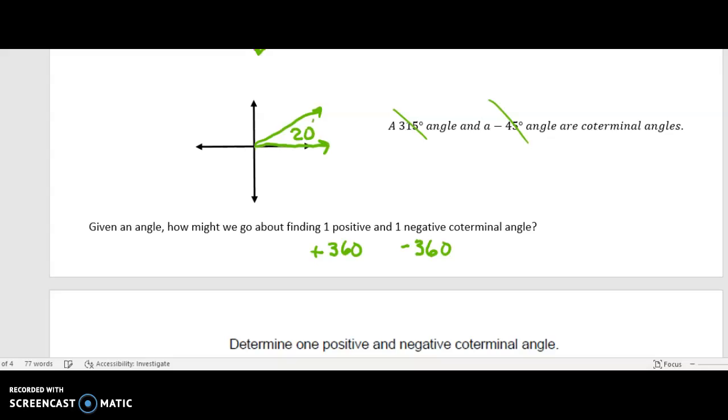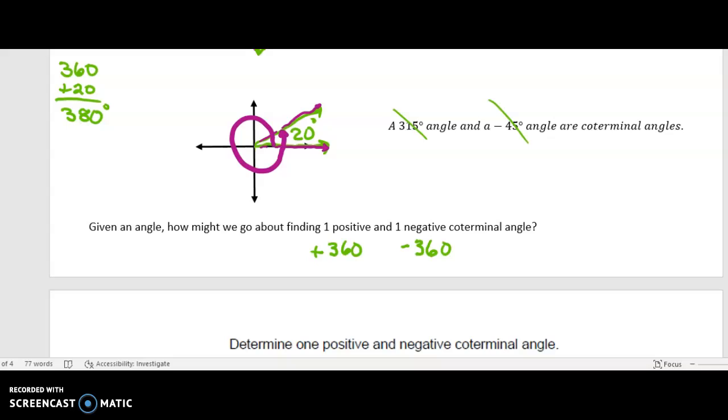If I were to add 360 to 20, so 360 plus 20 is 380. Okay, a 380-degree angle. I'll do that in this purple color. It would start here. A 380 would be 360 plus 20. You see how it starts in the same place and it ends in the same place that the 20 starts and ends.